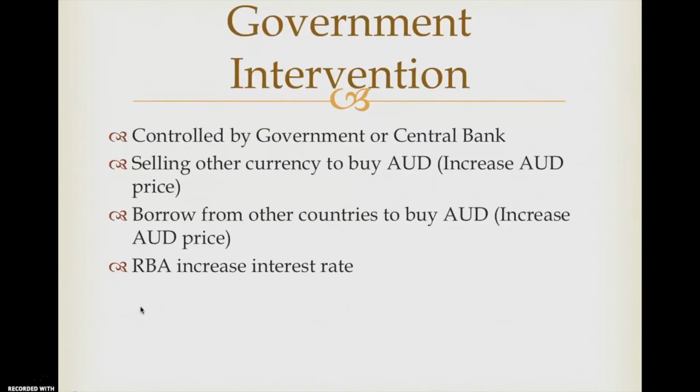Now I'm going to talk about government intervention. Lastly, government intervention also has a significant influence on the exchange rate. For example, if the Australian government wants to increase the exchange rate of AUD and GBP, it can sell other countries' currency and borrow other countries' money to buy AUD, and then the demand for AUD will increase in the market, and hence increase its price. Moreover, the RBA can also increase the exchange rate by increasing the interest rate, purchasing government bonds to reduce the money supplied in the market. Also, this way can be used to manage the exchange rate.